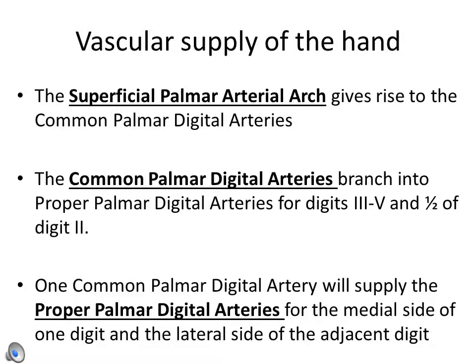The superficial palmar arterial arch gives rise to the common palmar digital arteries. The common palmar digital arteries further branch into the proper palmar digital arteries for digits 3, 4, and 5, and half of digit 2. One common palmar digital artery will further divide into the proper palmar digital arteries, which will supply blood to the medial side of one digit and the lateral side of the adjacent digit.